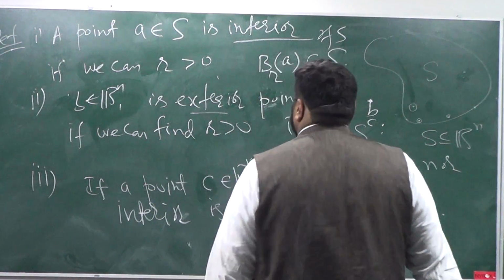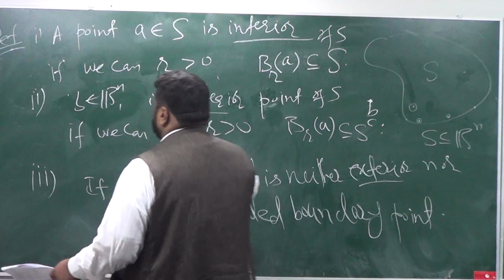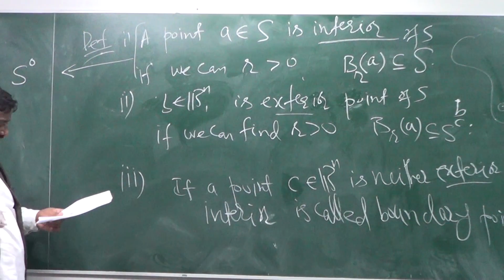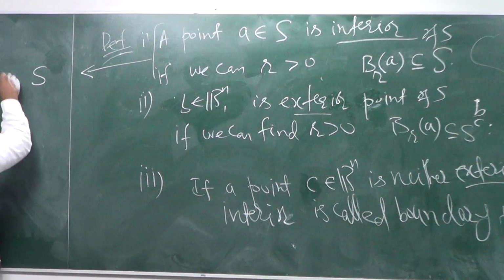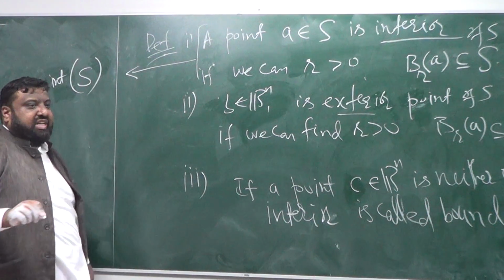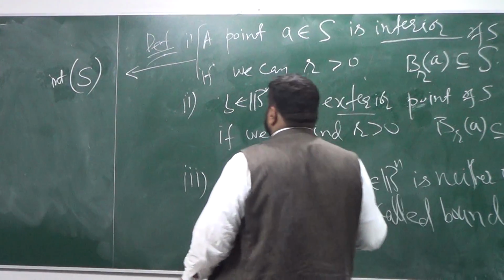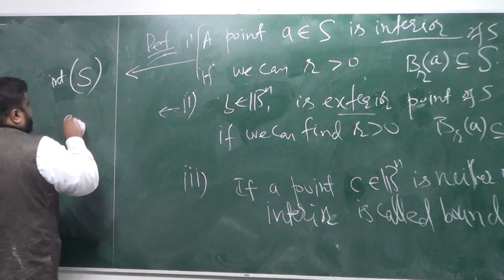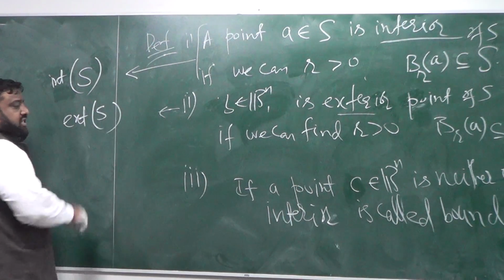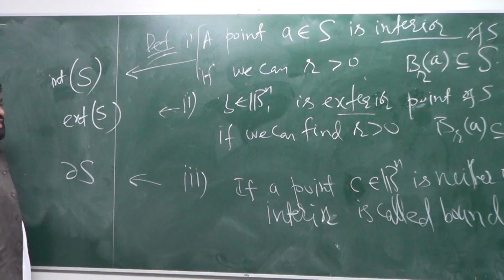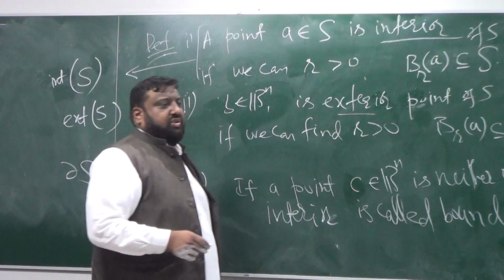Collection of all interior points, you denote it by S circle. Or maybe I'll use the bookish notation, int of S. So int of S is the set of all interior points. And exterior of S, we're going to denote it by this. And by boundary of S, I'm going to use this partial S as a symbol for the boundary of S.